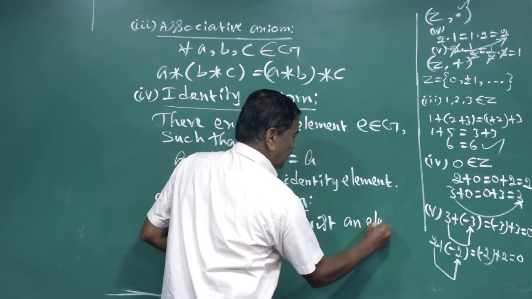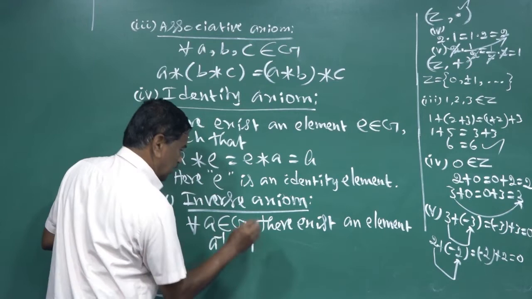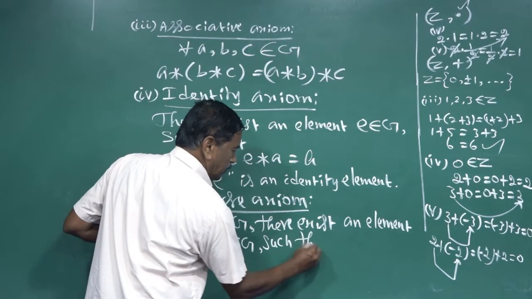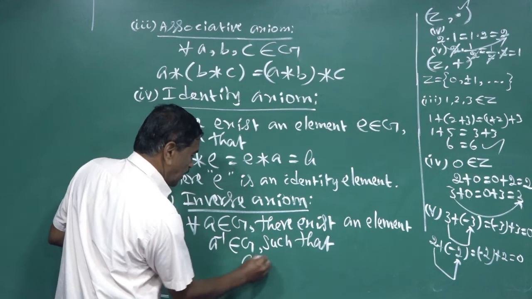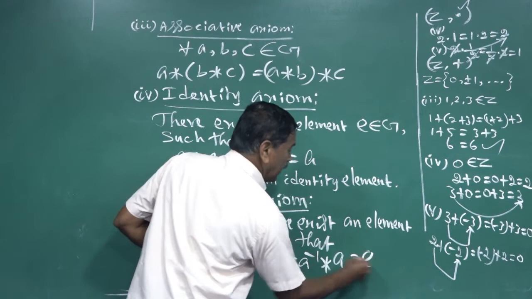There exists an element A inverse belongs to G, such that... listen carefully. For every A belongs to G, there exists an element A inverse belongs to G, such that A star A inverse is equal to A inverse star A is equal to E. That's all.